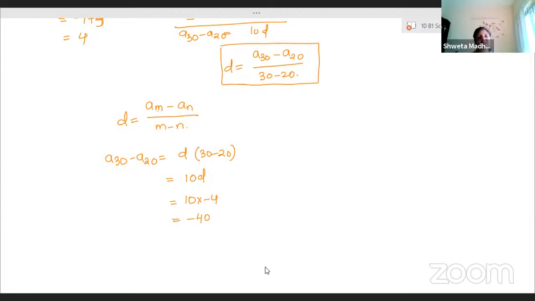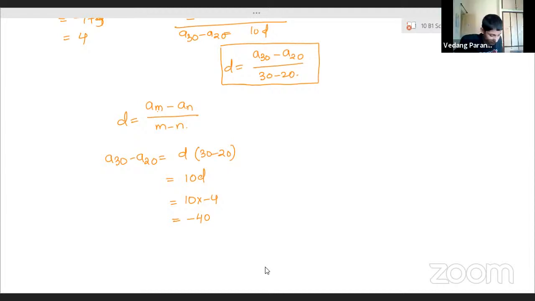If two APs have the same common difference, then the difference of any of their terms will be the same. That is equal to the difference of the first terms. So what are the first terms? 2 and 7. So what is the difference? 2 minus 7, minus 5.